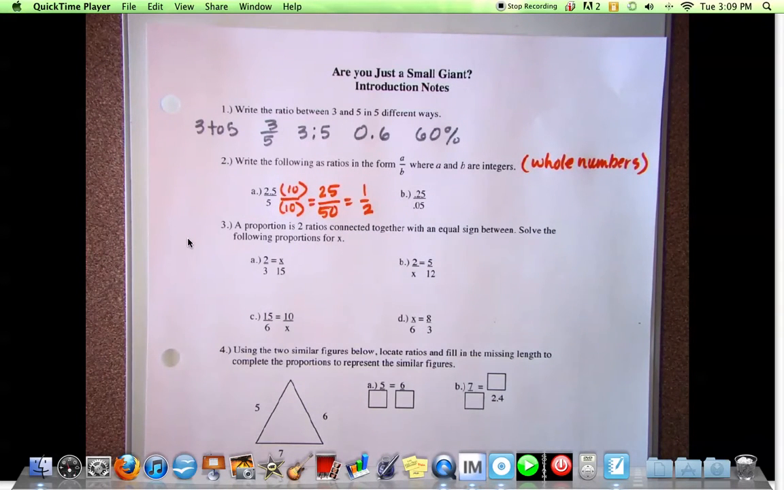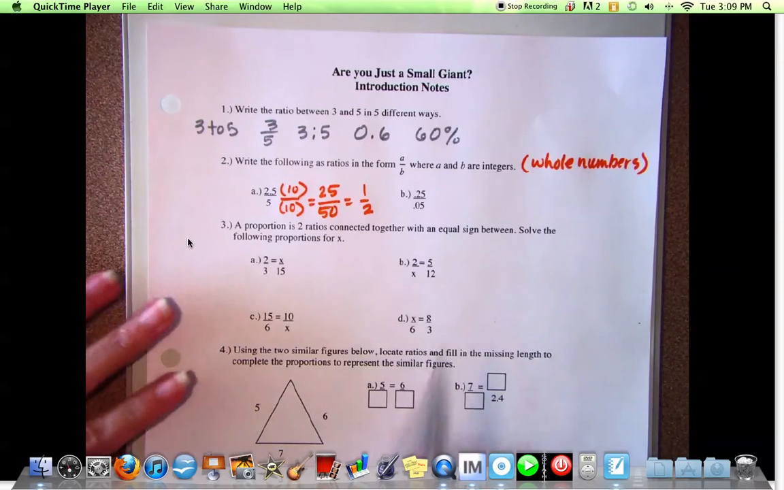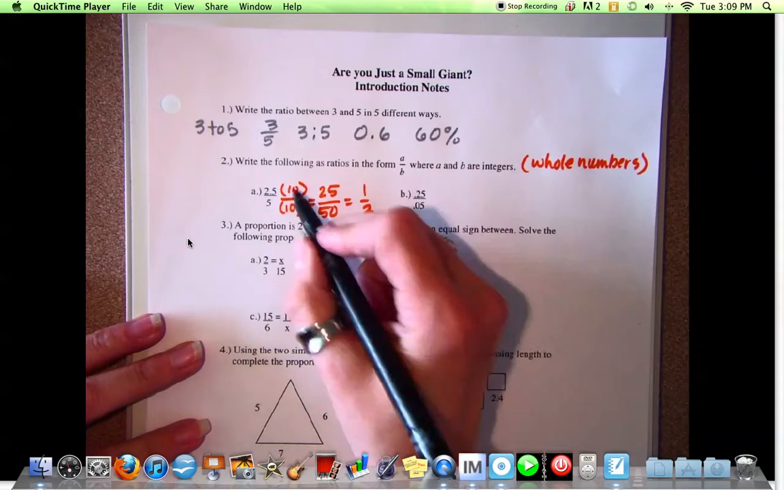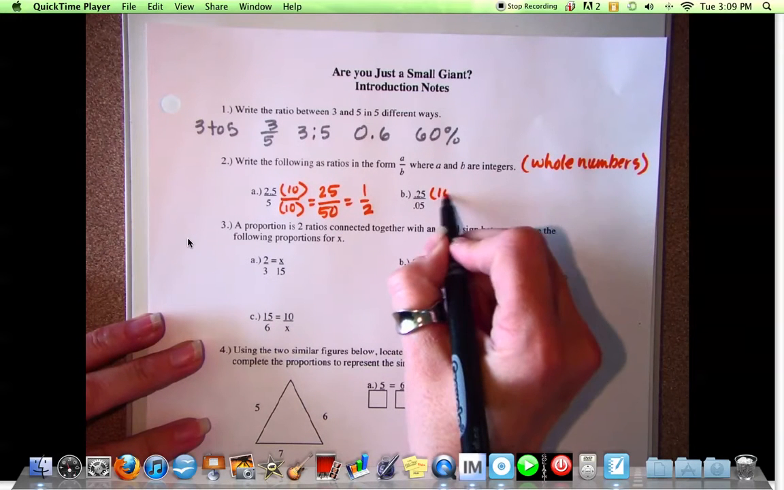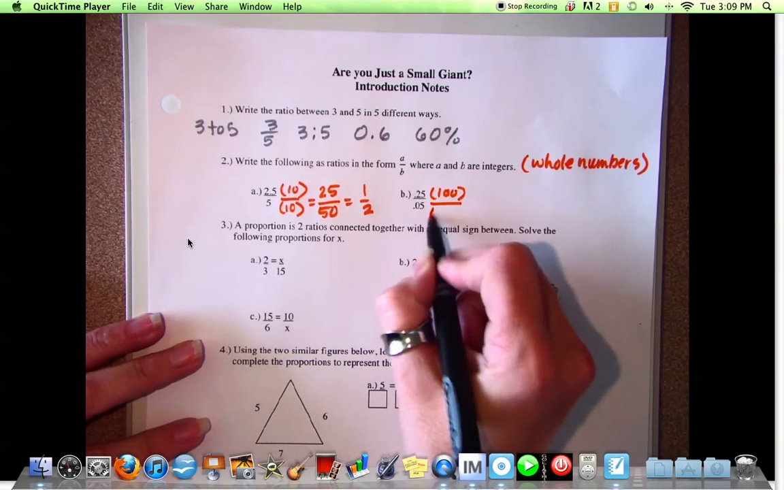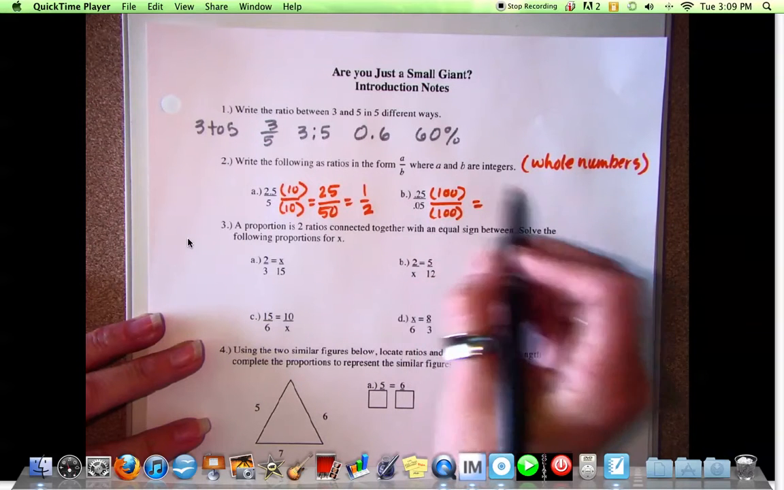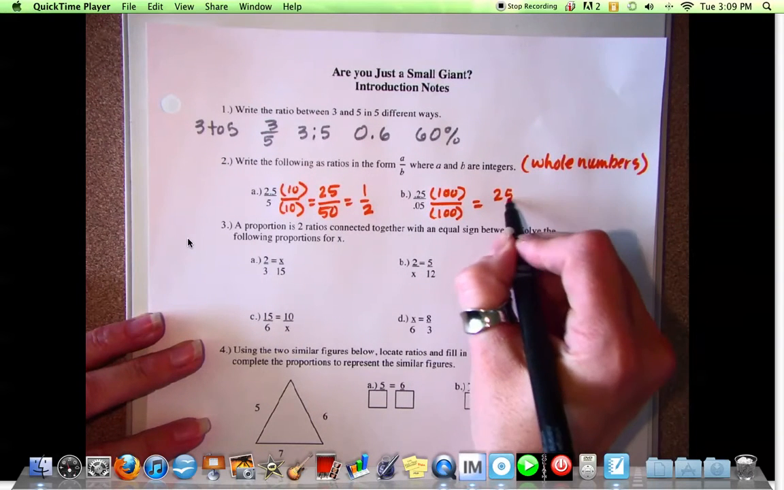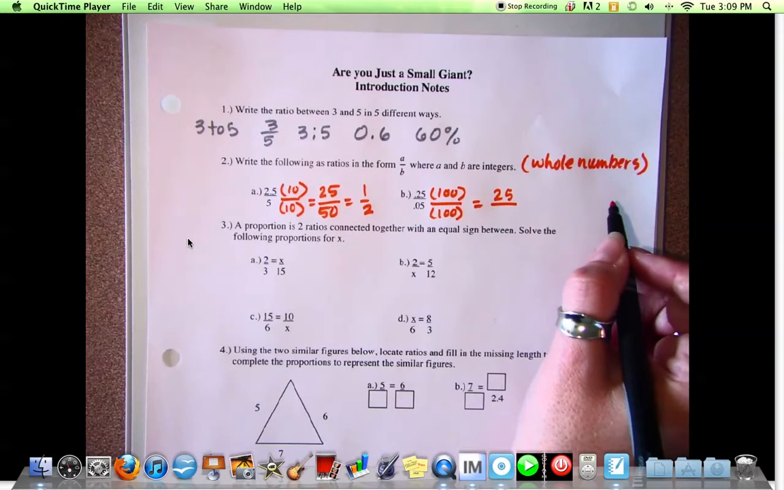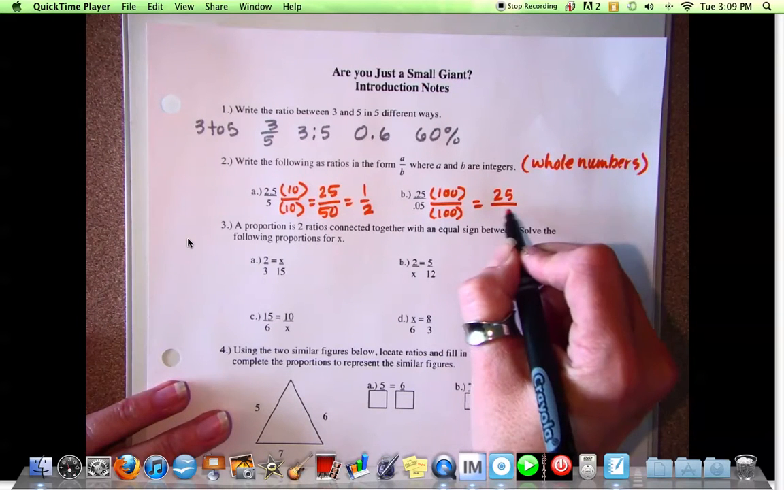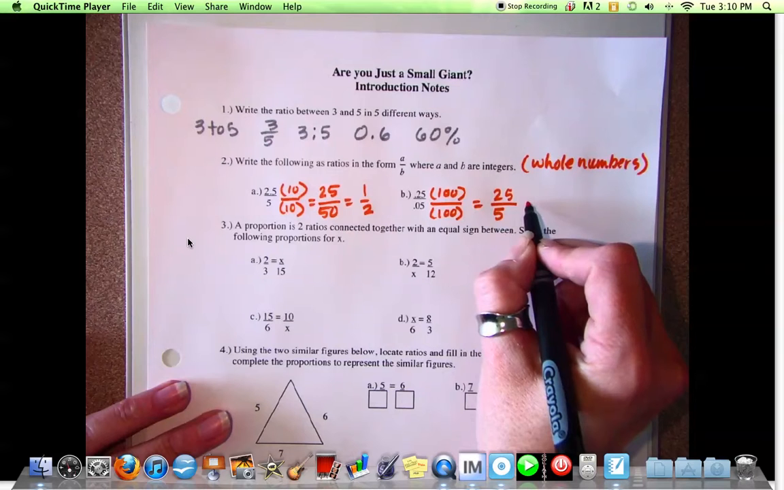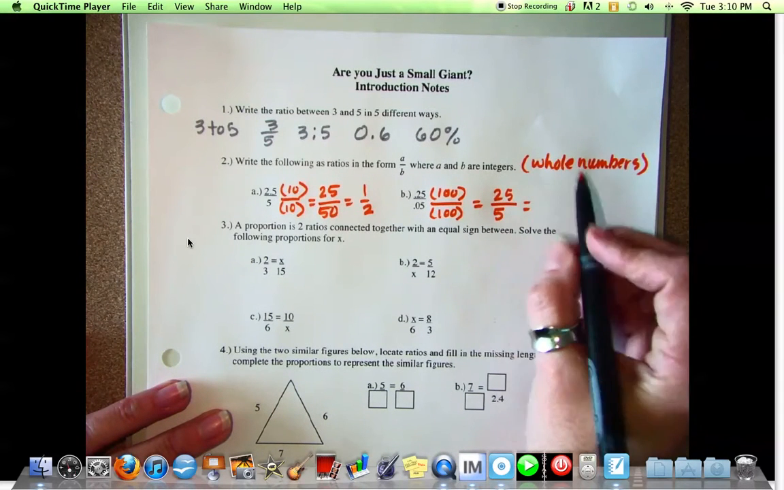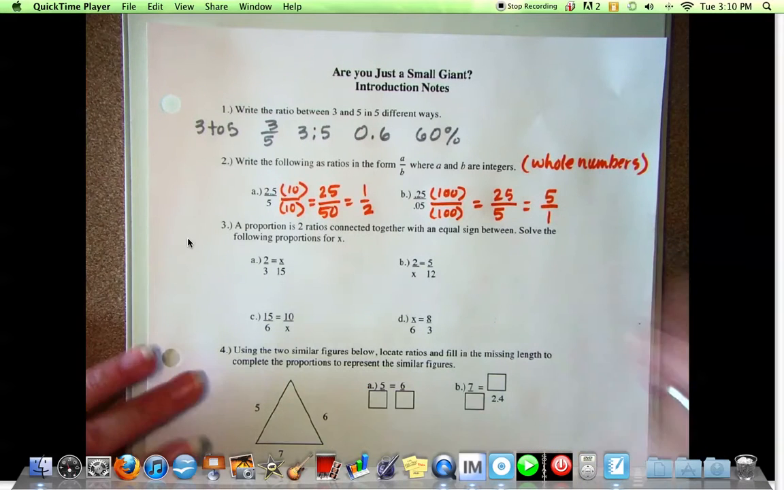B, we have 0.25 over 0.05. We need to move our decimal not one place, but 2 places. So that's like multiplying by not 10, but 100. What we do to the top, we have to do to the bottom. 0.25 times 100 gives us 25. 0.05 times 100 gives us 5. We can simplify this. 5 goes into each of these, so it gives us 5 over 1.